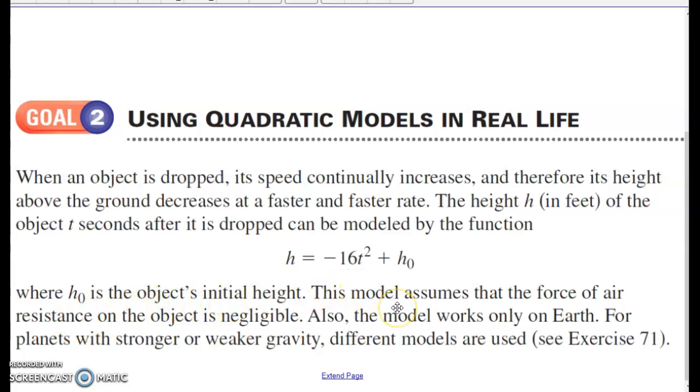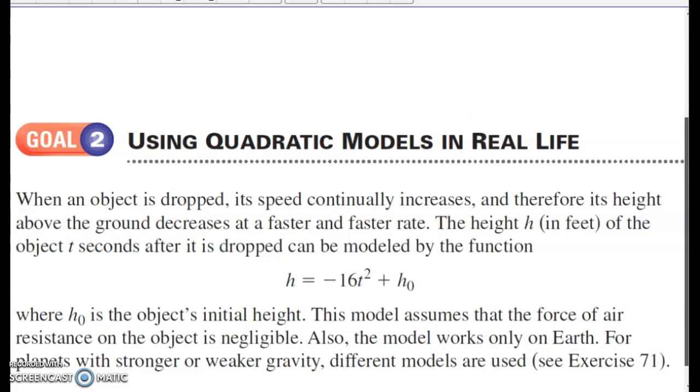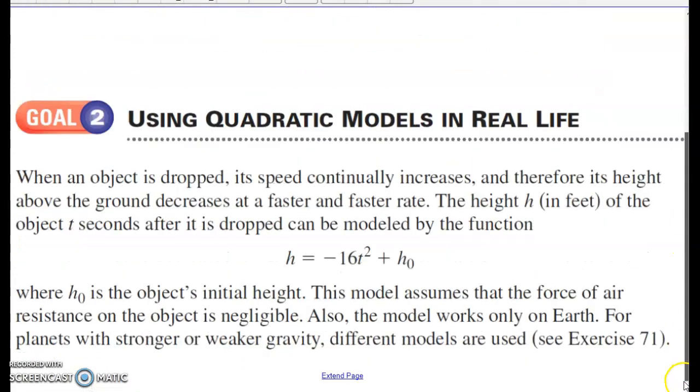This model assumes that the force of air resistance on the object is negligible. Also, the model works only on Earth, so think about that. For planets with stronger or weaker gravity, different models would be used. So even in different places on Earth, the gravitational constant can be different. If I was on Mount Everest, the gravitational constant would be something different than 32 feet per second squared. But typically we just assume that we go with 32 feet per second squared.